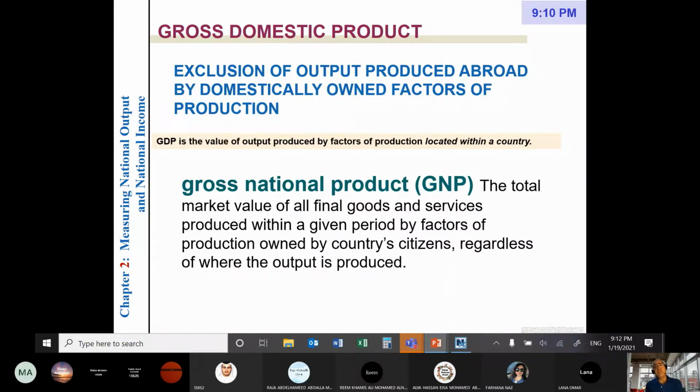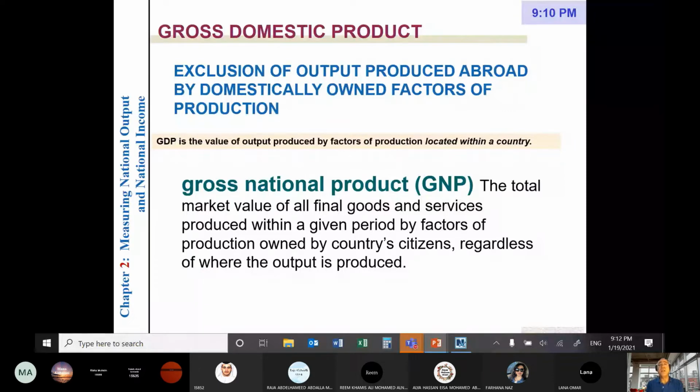What's the difference between them? So gross domestic product counts goods produced within the border, regardless of the nationalities. So Abdul Aziz, who is a citizen, and Salim, who is an expatriate or foreigner. But we ignore Alia Hassan operating in London.